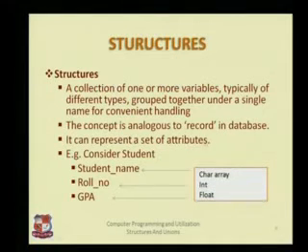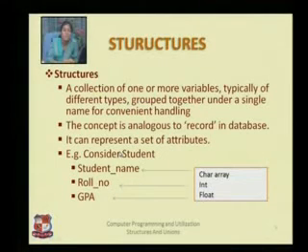The concept is analogous to a record in a database. It can represent a set of attributes. Attributes are again the column names. Now as an example, we are considering the student. For a student, these entities are there: one is student name, then roll number, then GPA. Student name can be a character array, roll number can be an integer, and GPA is a float data typed value. So these three things are different, and that's why we take them together into a structure.